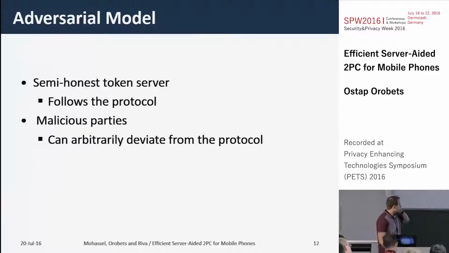So our adversarial model is the following. We use a semi-honest token server. It follows the protocol, generates the computational material, those triplets, as expected, and does not collude with the parties. And it's natural, because this server can be running as some service in Microsoft Azure or Amazon AWS. We also have malicious parties, and they can arbitrarily deviate from the protocol.